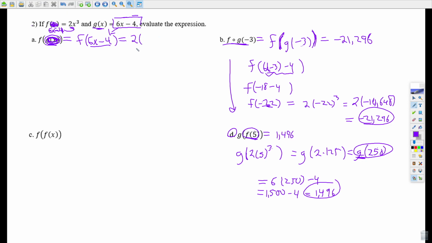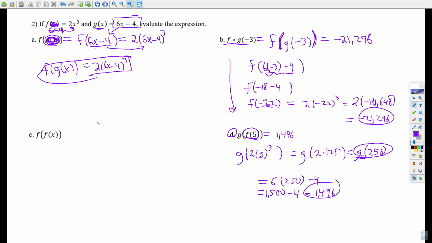2 times, not x anymore, this whole quantity goes out here, 6x minus 4, to the, don't forget, it's to the third power. So this answer, f of g of x, I know it's weird, I know it's difficult, it takes a while to get, is 2 times 6x minus 4 to the third power. At this point, I just want to stop there and just say that's the answer, right? That's all we need right there. You do not have to evaluate this any further.